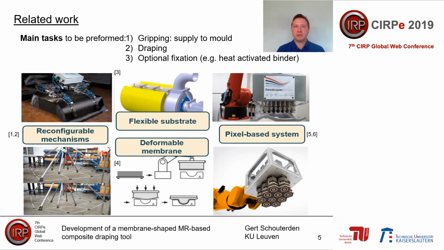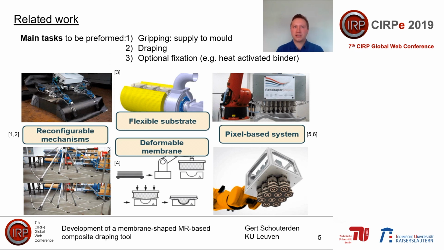The existing setups we can divide up into four main categories. First, the reconfigurable mechanisms, equipping grippers that can pick up fibers from a flat supply and change shape to the shape of the mold. Secondly, flexible substrate systems, often consisting of a foam with integrated grippers that drapes the fibers by the deformation of the foam.